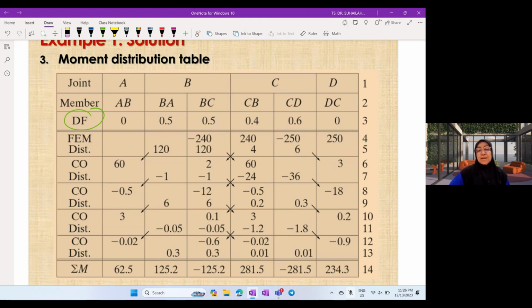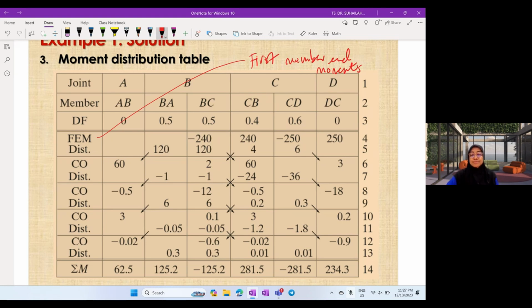Member end moment. So fixed end moment we get for BC, CB negative, positive 240, negative 240 and 240. And for CD, it is negative 250 and 250. Remember, FEM is the first member end moment in the table.